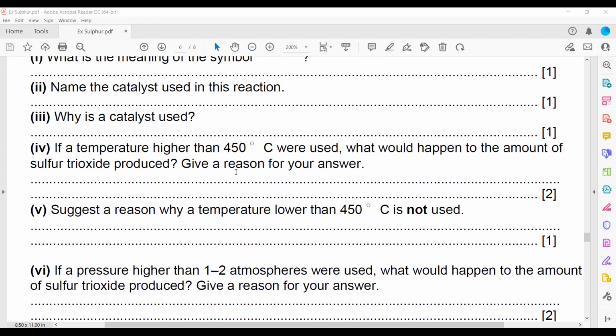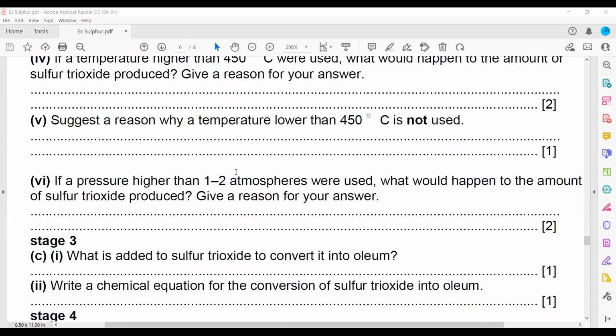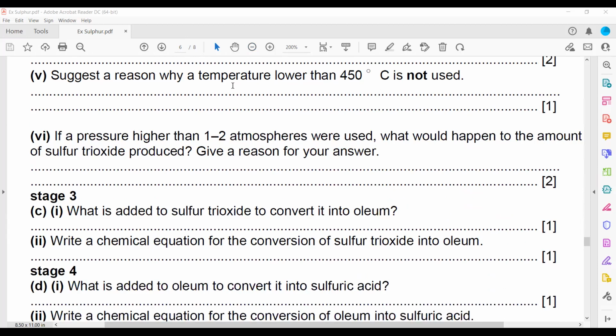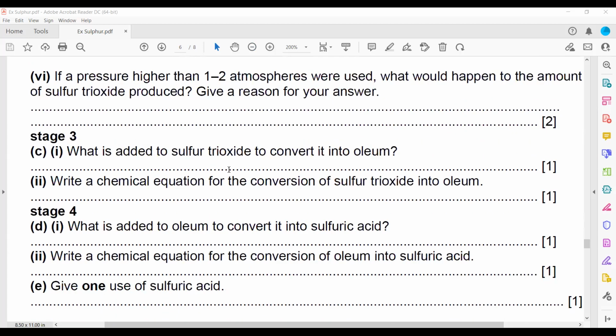Suggest a reason why a temperature lower than 450 is not used. Like why did we not use a very low temperature? Because if we use a very low temperature, the rate of the reaction will be slower. The reaction will occur but very slowly. Then if a pressure higher than 1 to 2 atmospheres is used, what will happen to the amount of sulfur trioxide? It will increase.